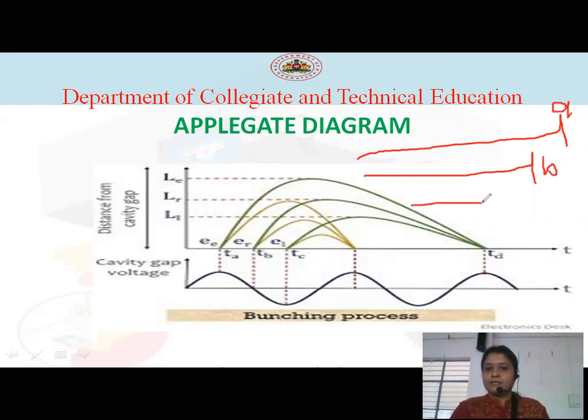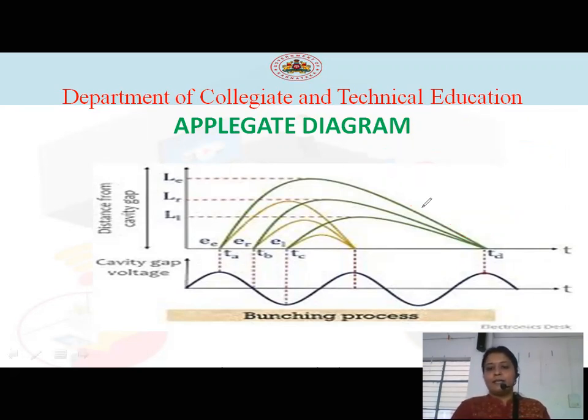It is covering much less distance. Why? Because it is retarded here. Therefore, all are covering different distances, and while on their return journey, all three electrons will catch up with each other, and the bunch of electrons will take place here. Therefore, they will provide their energy to the particular field here. This is the principle of working of the reflex klystron oscillator.